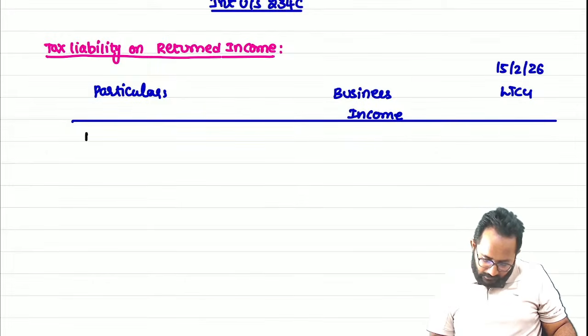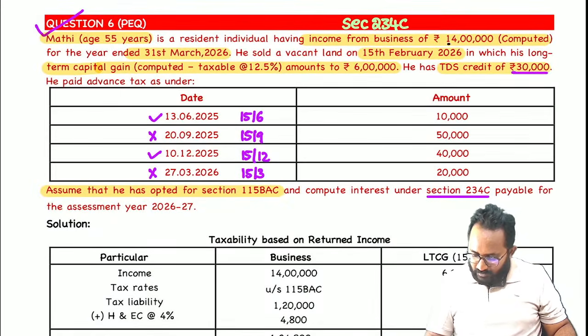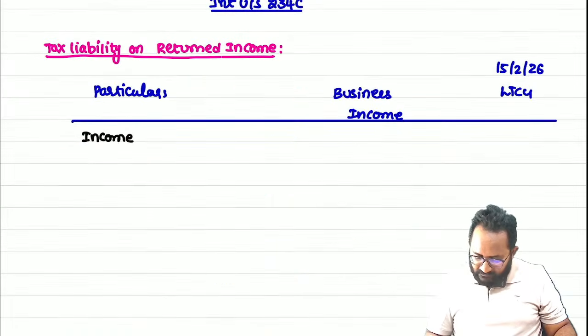What is that? Business income. Ma, business income how much? 14 lakh. What is that? Capital gain income? 6 lakh.